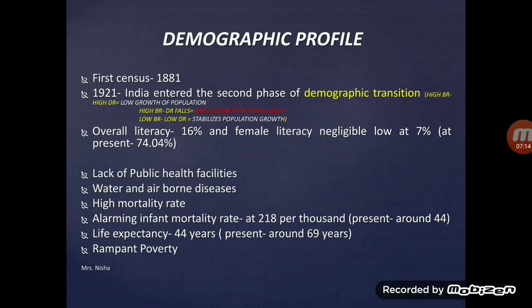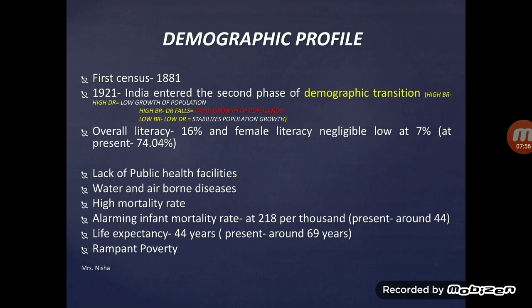Now, when we talk about the literacy rate also, because it's very important when you're talking about the characteristics of the population, we should talk about education, we should talk about their health status also. So, if we look at the overall literacy rate during that time, children, it was merely 16%. And out of that, female literacy rate was negligible, low at 7%. At present, according to census 2011, the overall literacy rate is around 74.04%.